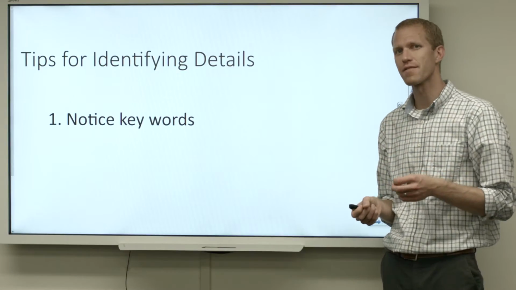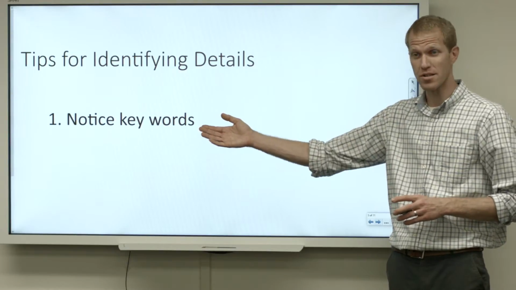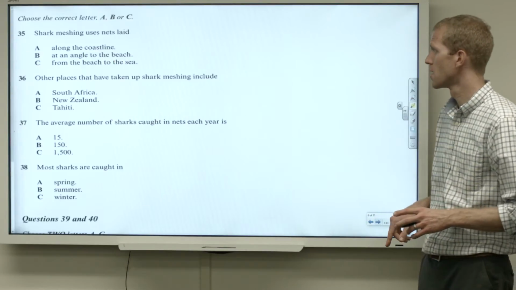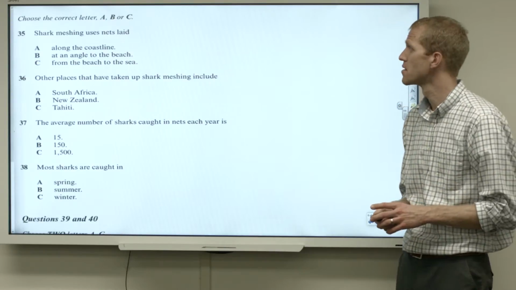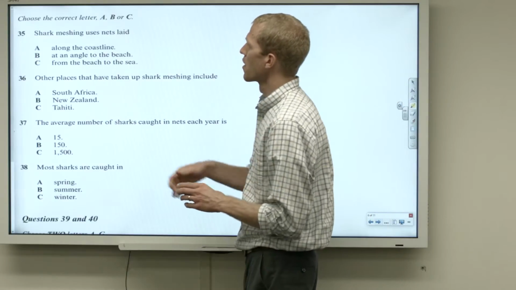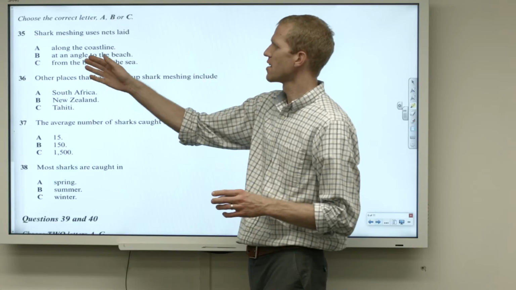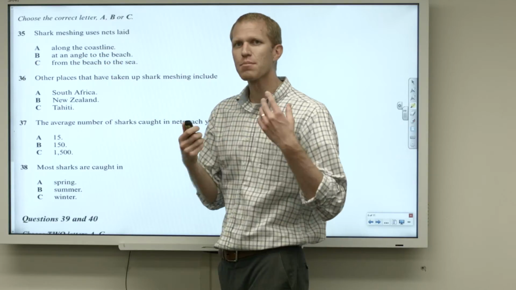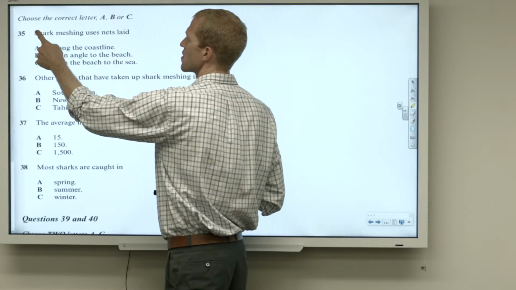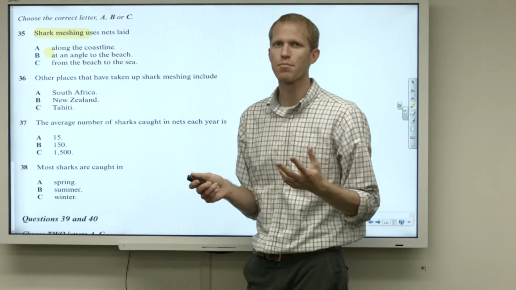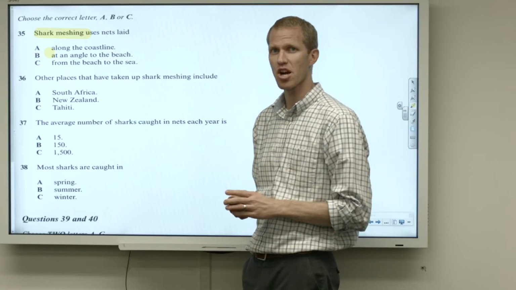So how do you identify details? My first tip for you is to notice the key words. Let's go back to our example about shark meshing. Question 35 says, shark meshing uses nets laid A, B, or C. As I'm listening, I know that shark meshing is an important term. My ears are going to perk up when I hear them talking about shark meshing.